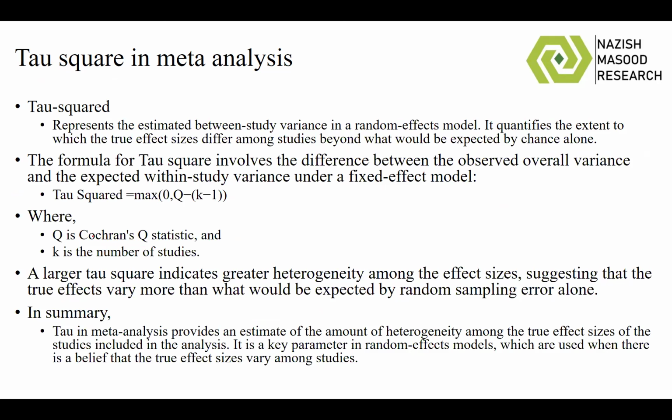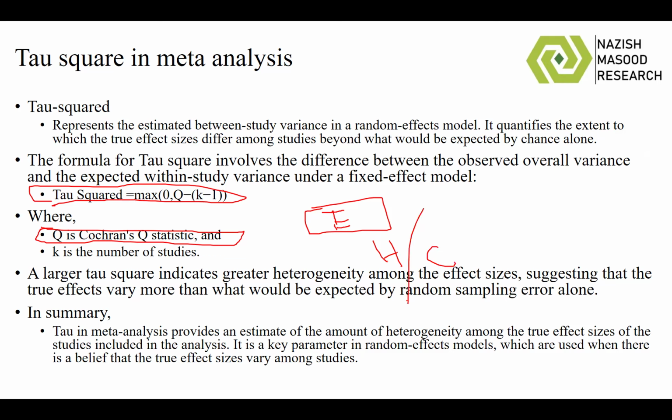And then within tau square, like we said, the formula for tau square again takes into account the Cochrane Q. So as you try to understand everything, whether it is tau square or I square, they are both dependent on Cochrane Q. And Cochrane Q basically tells us that whatever the variation in the effect size that we are seeing, is that because of heterogeneity or is that because of chance? Basically, that's the total determination that we are trying to make.